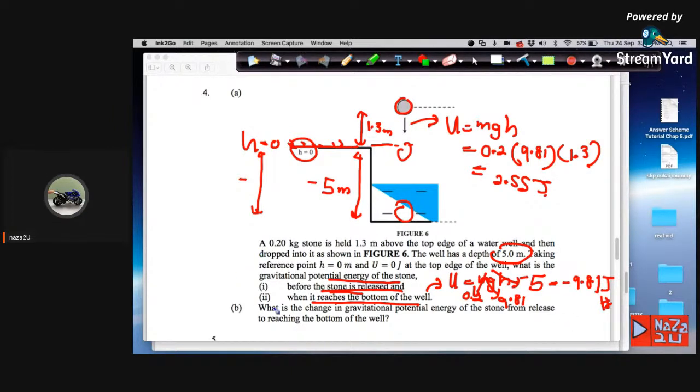Okay, and the next part, what is the change in gravitational potential energy of the stone from release to reach the bottom of the well? So meaning here we have the change of gravitational potential. Here we have U final minus U initial. So we have U final is minus 9.81, and minus U initial is 2.55. So we can use the calculator here. Minus 9.81 minus 2.55 is equal to minus 12.36 joule. Right, class? This is number 4B.